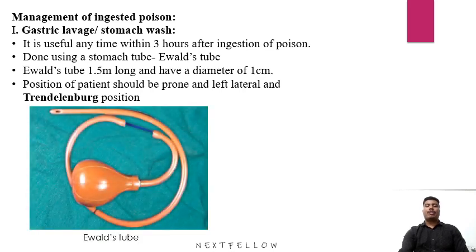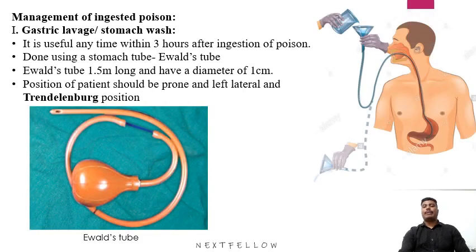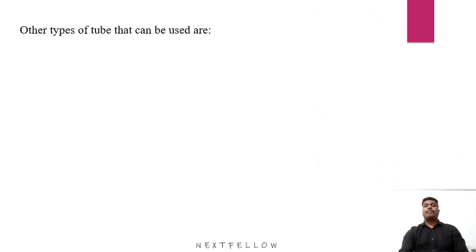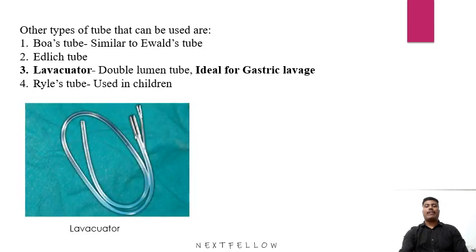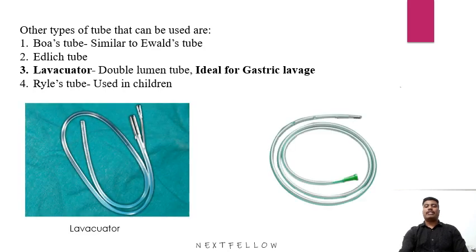So this is the image of an Ewald's tube, and this is how the management of ingested poison by gastric lavage is done. The water is given from above, the solution is given from above, and then the stomach is washed. Okay. Other types of tubes that can be used are Boas tube, it is similar to Ewald's tube; Edlich tube; Levacuator, also known as double lumen tube, which is ideal for gastric lavage; Ryle's tube, it is used in children. So this is an example of a Levacuator, and this is Ryle's tube.